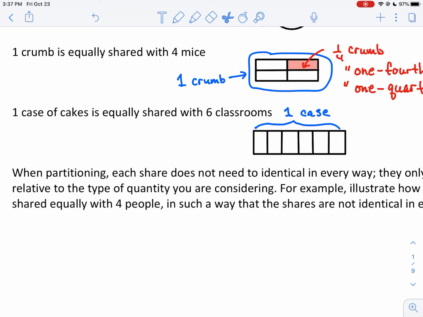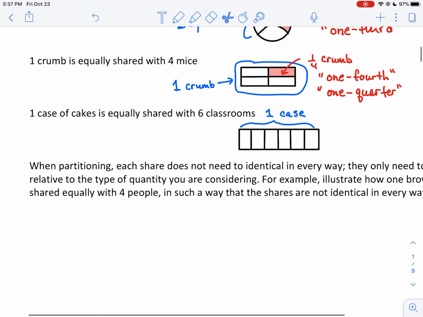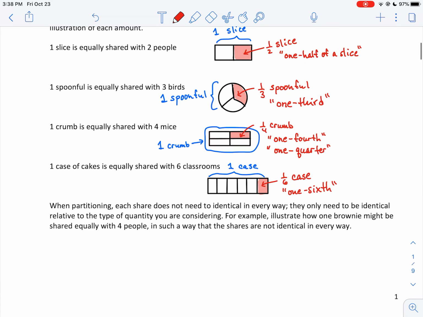If you feel like you're off a lot, then feel free to adjust where you put your vertical lines so it looks a little bit better. We'll just say that's good enough. You have to imagine that that's going to be 6 equally sized pieces that when put together make the entire case. And then of course we are focused on just one of these pieces. And so this amount right here is 1/6 of a case.